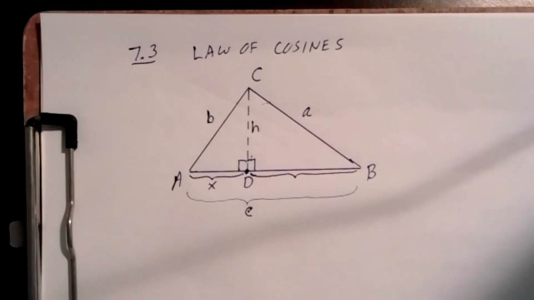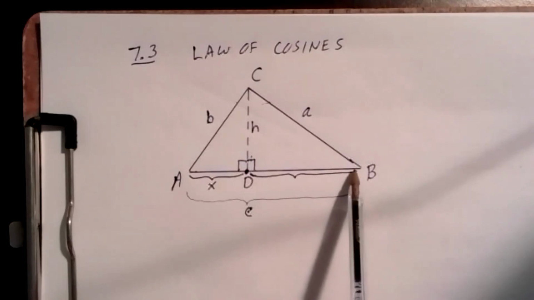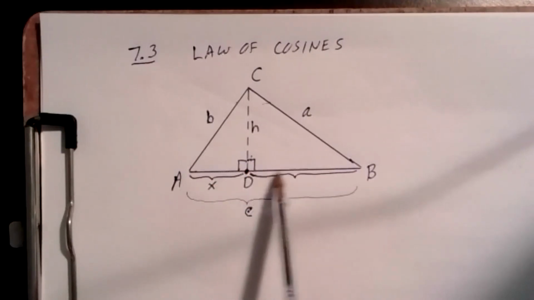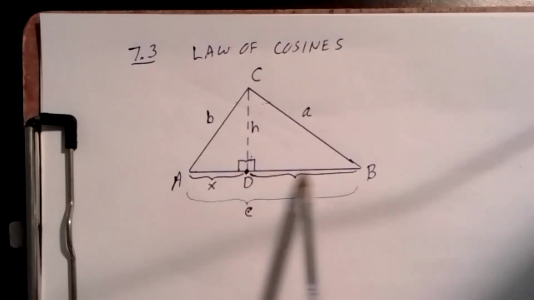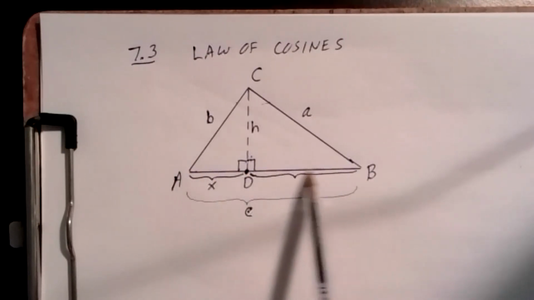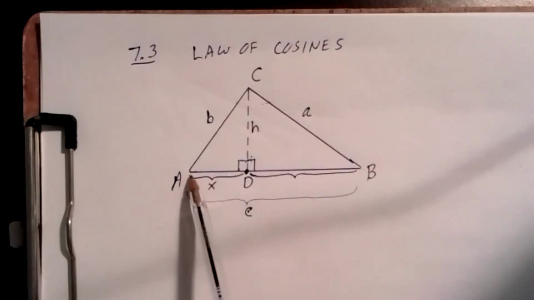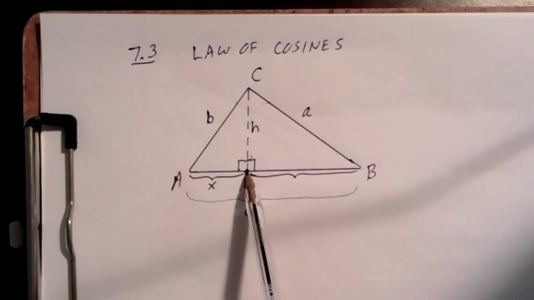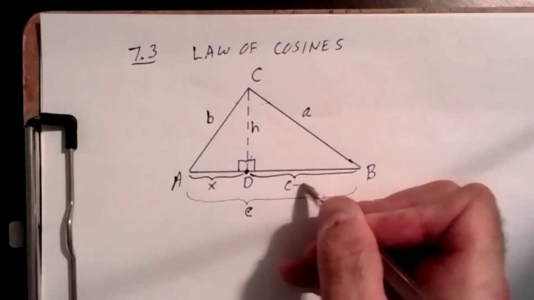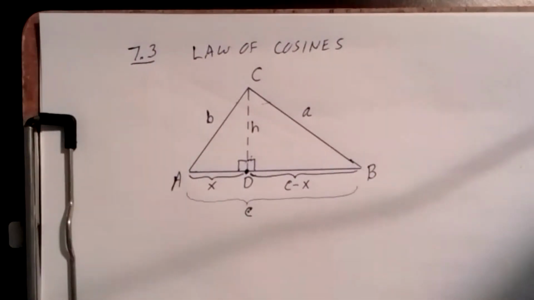What do you think? What do you think, Bailey? If from here to here is C units in length, and this is X units in length, what do you think this length would be here, DB? C minus what? C minus X. C minus X. Everybody see that there? That true? Does this diagram make sense to you so far, ladies and gentlemen? Yeah. Okay.